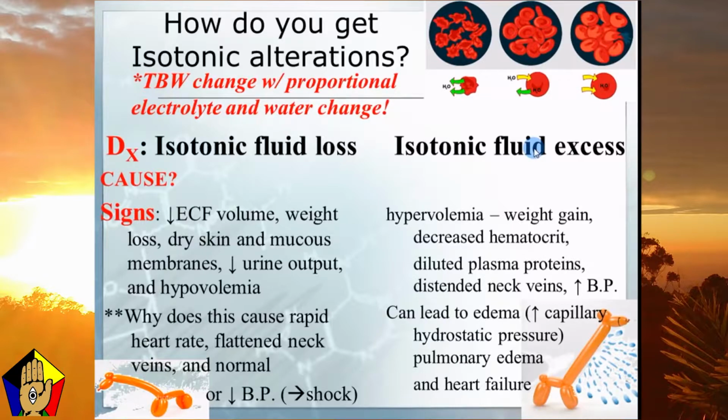Another problem for isotonic fluid excess might be if they have too much hormone. If they're releasing too much aldosterone and cortisol, then they're going to retain lots of salt and lots of water. Cortisol, by the way, I know you know is the stress hormone, but cortisol also acts like an antidiuretic hormone. It helps you retain water.